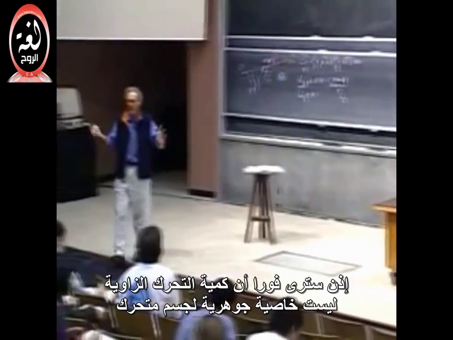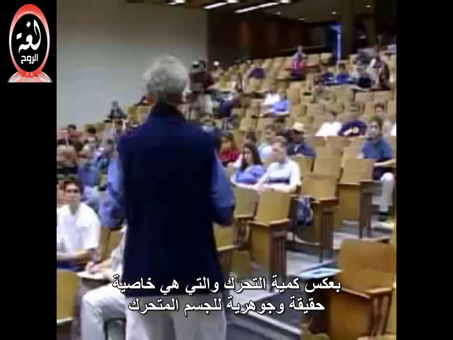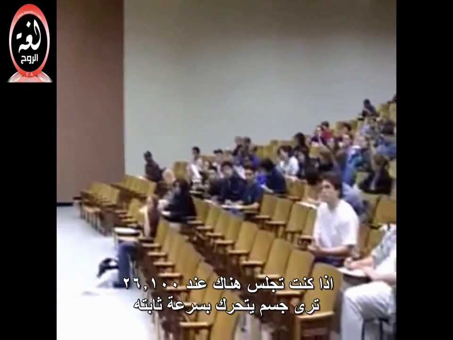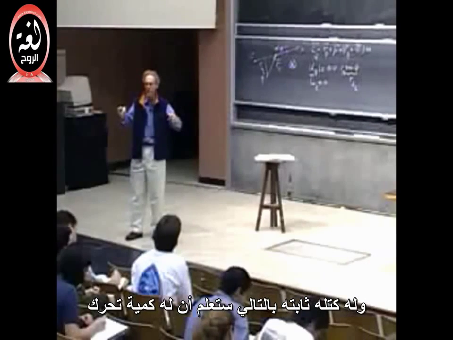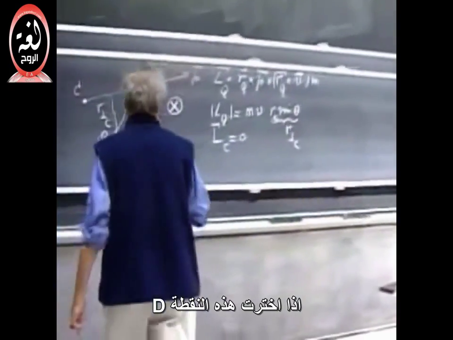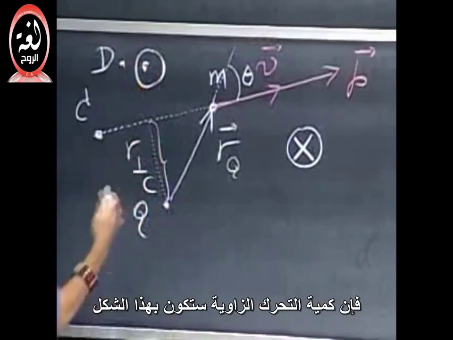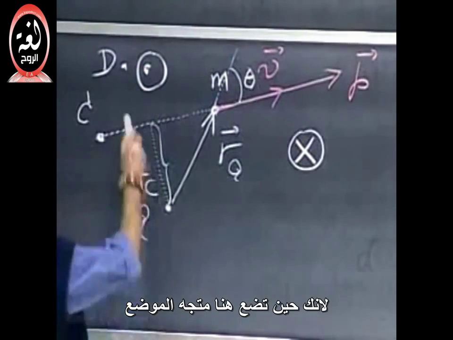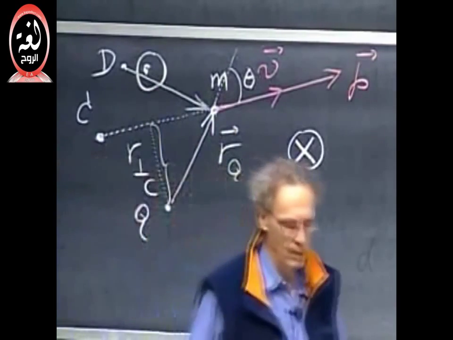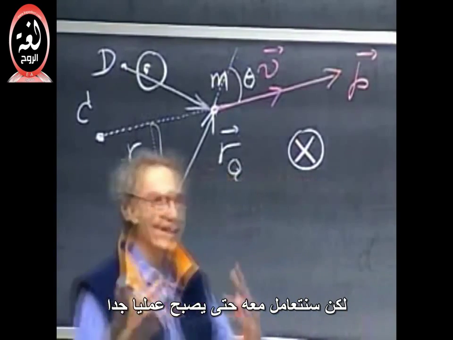So you immediately see that angular momentum is not an intrinsic property of a moving object, unlike momentum, which is an intrinsic property. If you sit there in 26-100, you see an object moving with a certain velocity, it has a certain mass, you know its momentum. What the angular momentum is depends on the point that you choose, on your point of origin. If you had chosen this point D, then the angular momentum would even be this way. Because when you put here the position vector in, then you see r cross v is now coming out of the blackboard. And this is why angular momentum is such a difficult concept. But we will massage it in a way that it will be very useful.